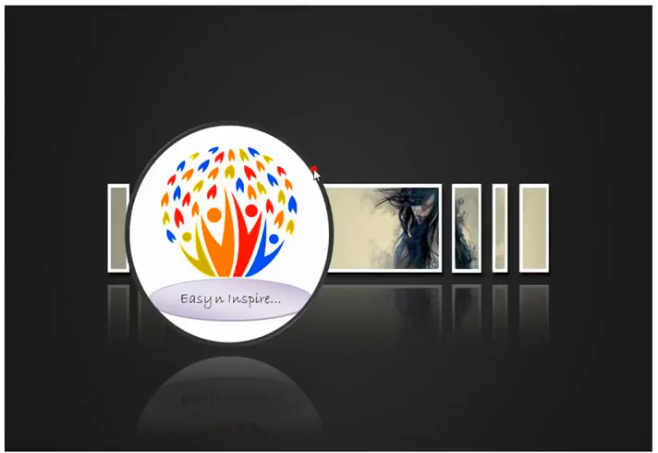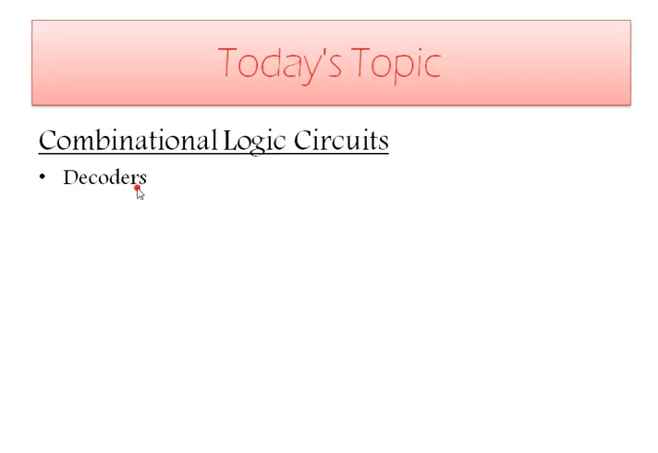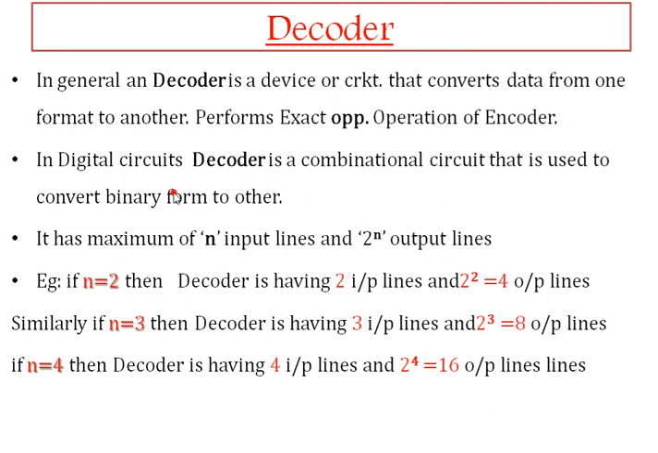In today's class, I am going to discuss decoders and types of decoders. In the previous class, we have seen encoders and types of encoders. A decoder is nothing but decoding the input data. Decoders perform the exact opposite operation of encoders. Observe, a decoder is a circuit or device that performs a conversion operation, so data is converted from one form to another form.